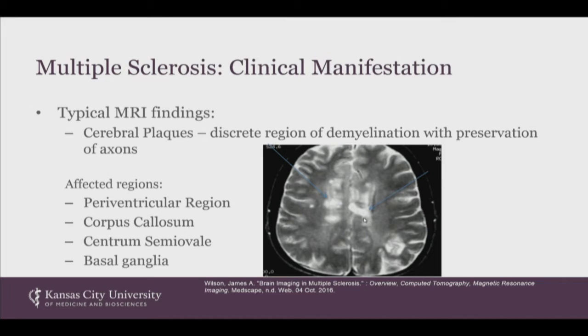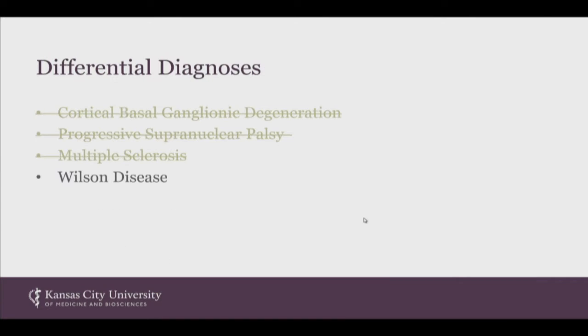Also, we should note that MS is typically found in the periventricular region, the corpus callosum, centrum semiovale, and the basal ganglion, and our patient does have findings in the basal ganglia. However, she lacks any of these findings in any of these other regions. And for these reasons, we can once again say that it is less likely our patient might have developed MS. Which brings us to our last differential of Wilson's disease.